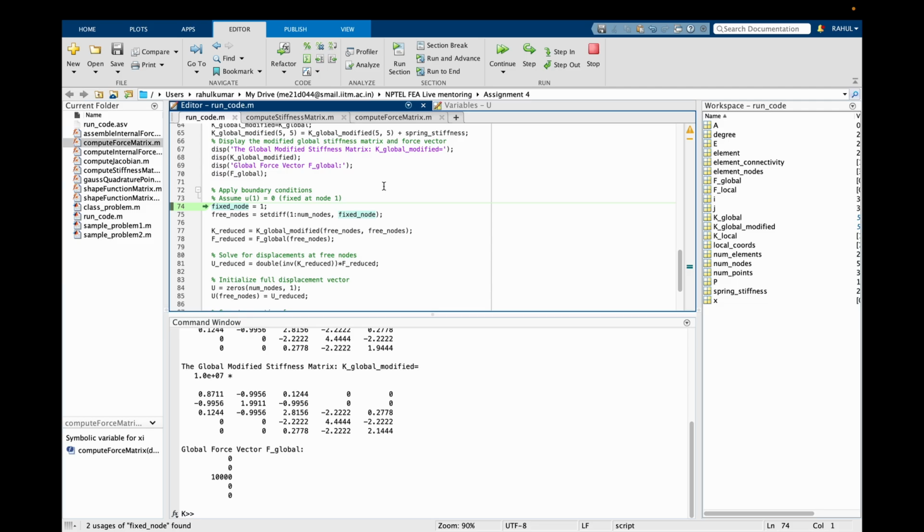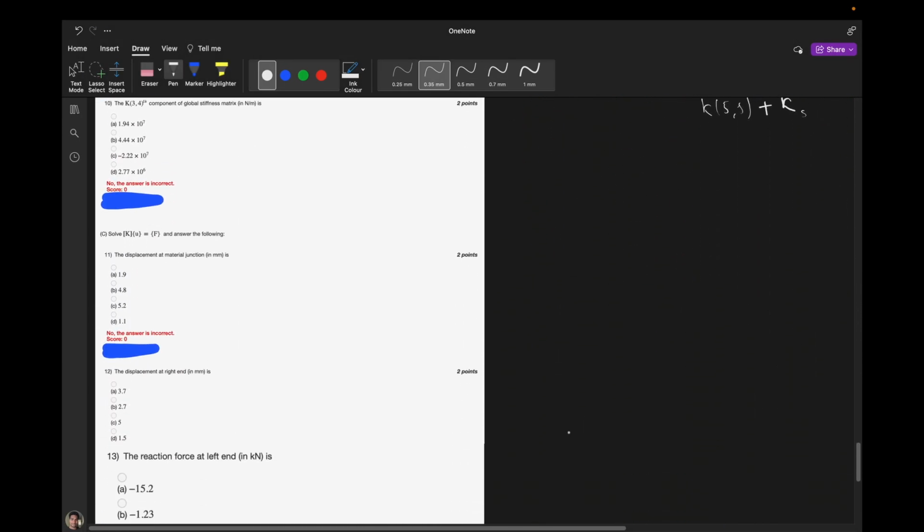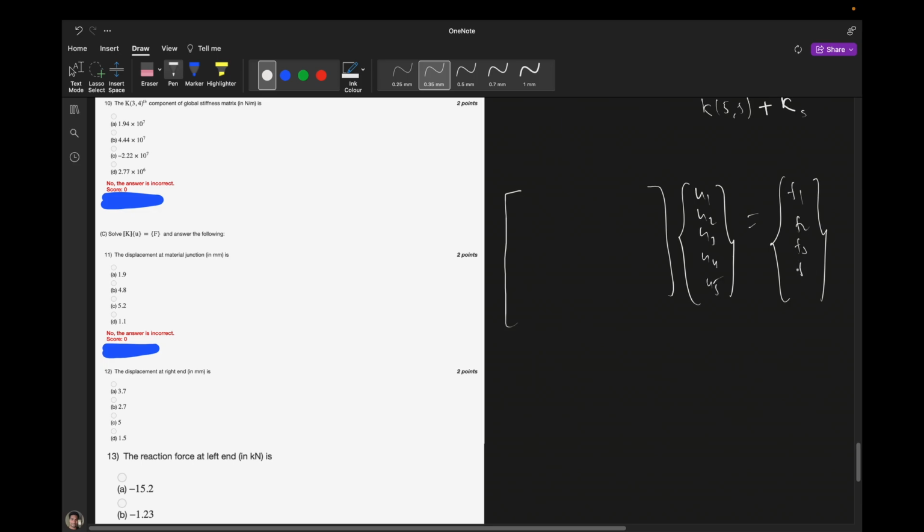And how will we partition? I will tell you. We will partition like this. Here it is U1, U2, U3, U4, U5. Here it is F1, F2, F3, F4, F5. Here you can see that this term is actually 0, and these 4 are actually unknown.